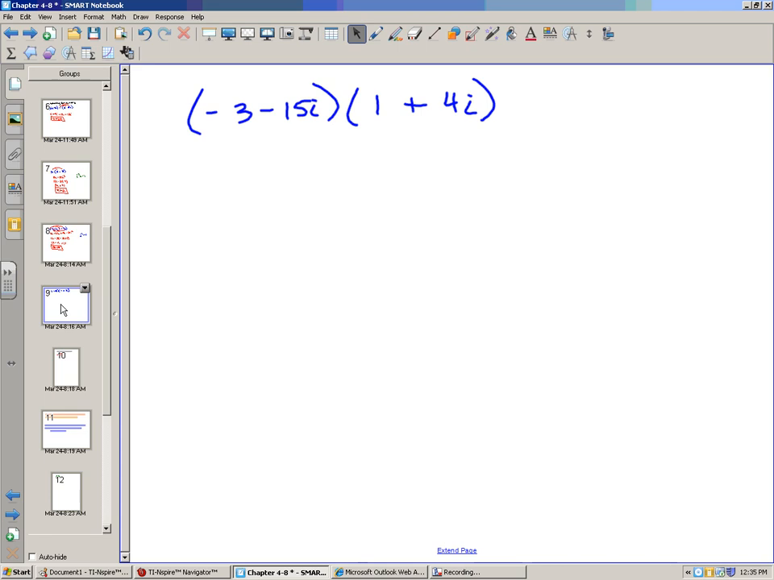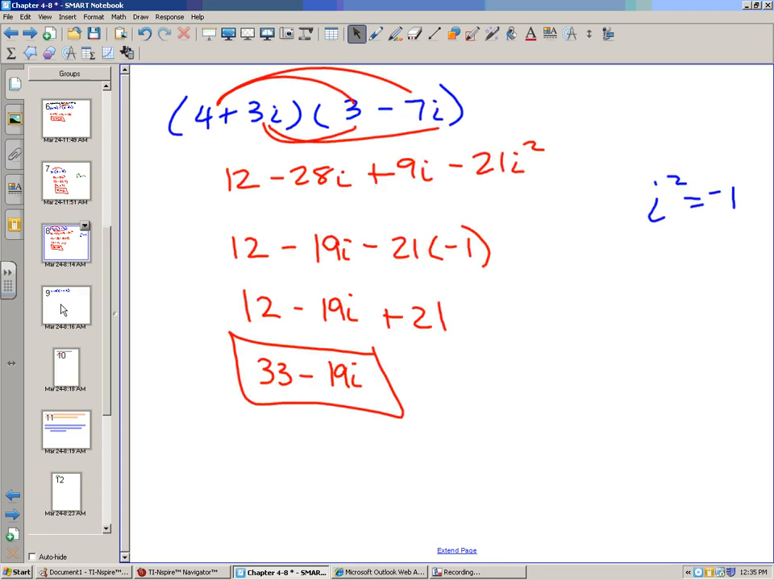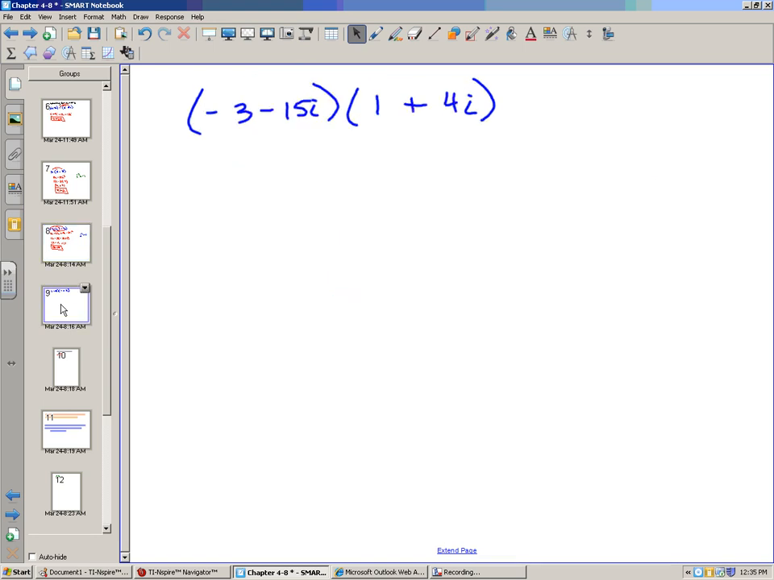When the signs are the same, it's positive, and when the signs are not the same, it's negative. Do this one.